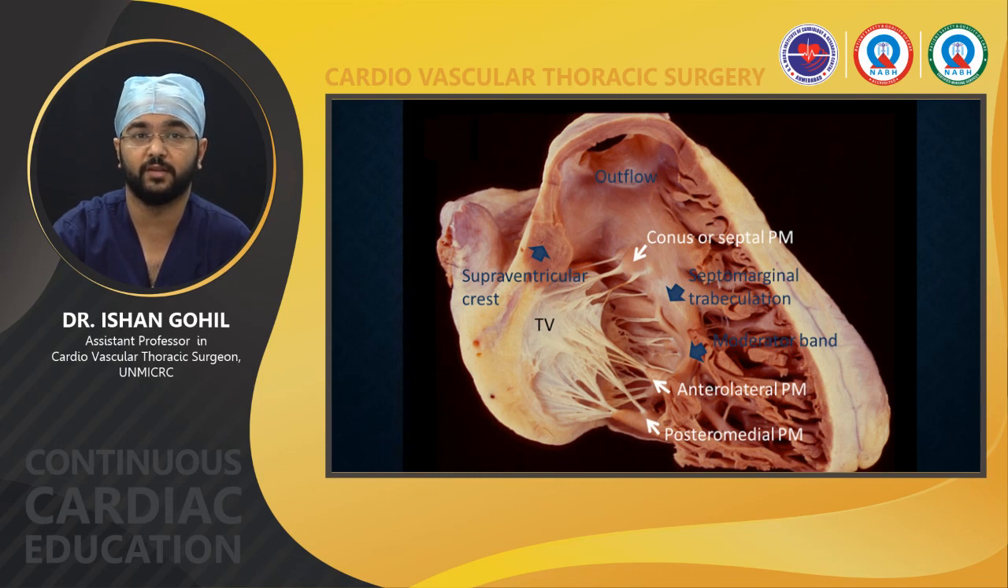This is the tricuspid valve, the inflow and outflow of the RV, the anterolateral papillary muscle, the posteromedial papillary muscle. This band, we can see only half of this moderator band because the RV free wall has been completely removed. And this is the septomarginal trabecula, and this is the conal papillary muscle, that is the muscle of Lanzisi. So three papillary muscles, three leaflets, outflow tract, and the moderator band. So this is the anatomy of the tricuspid valve.